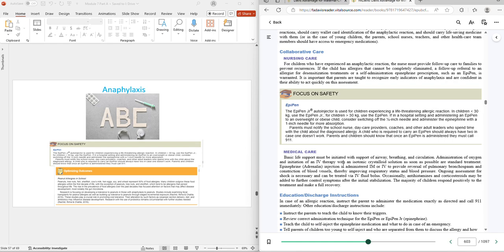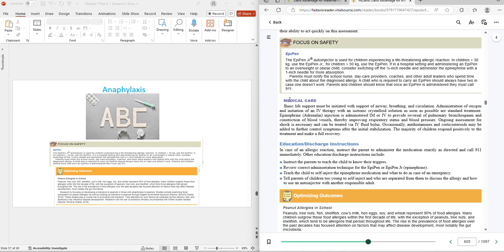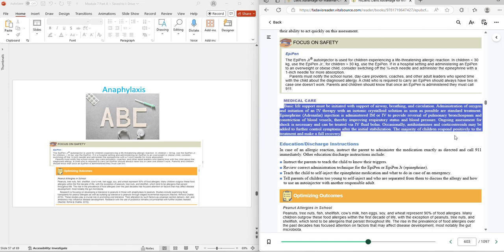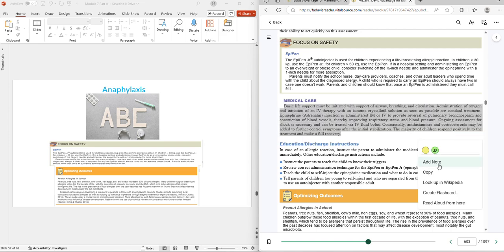604, medical care. So basic life support, of course, airway, breathing, circulation is so important, all right? So ABCs, don't forget your ABCs. And then don't forget about the epinephrine, the EpiPen, okay?